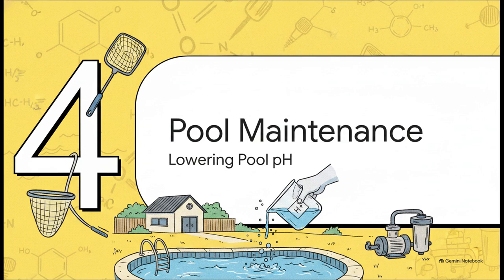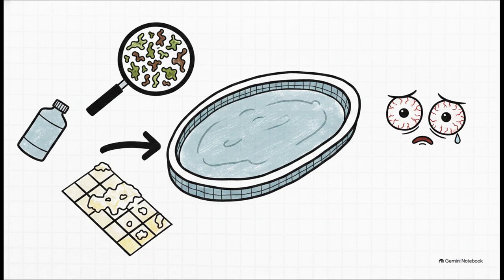Now let's take this out of the lab in Section 4, real-world pool maintenance. If you have a swimming pool sitting in your backyard, you are actively managing water chemistry, whether you signed up for it or not. When your pool's pH creeps above 7.8, things start going wrong. Your chlorine sharply drops in effectiveness, gross calcium scale ruins your tiles, the water gets all hazy, and swimmers start complaining about red, irritated eyes.